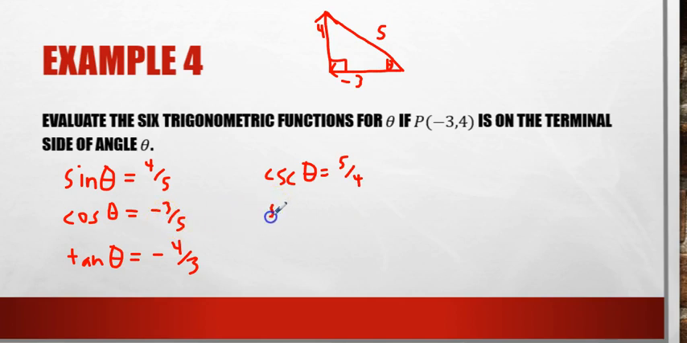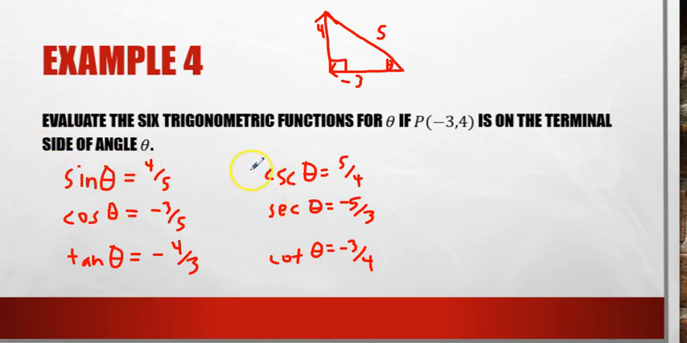Secant, when you flip it upside down, will be -5 over 3. And then the last one is cotangent. If you flip that, you'll get -3 over 4.